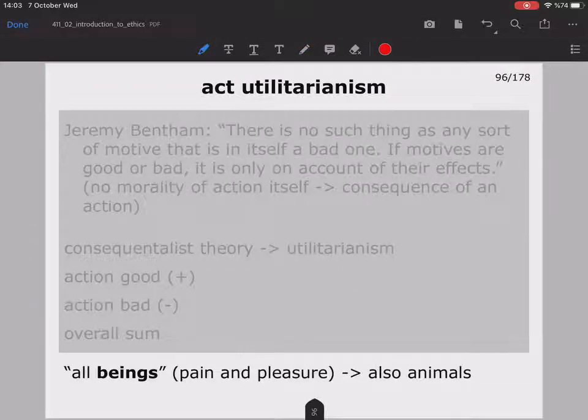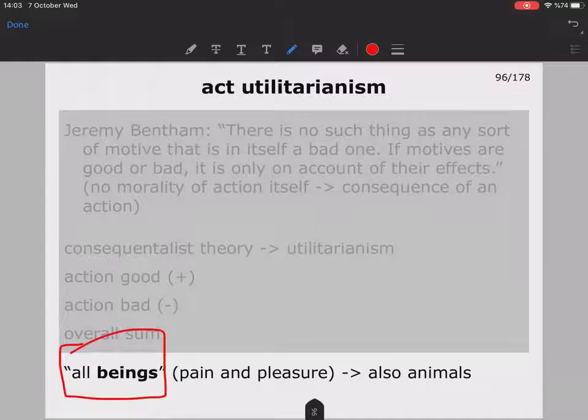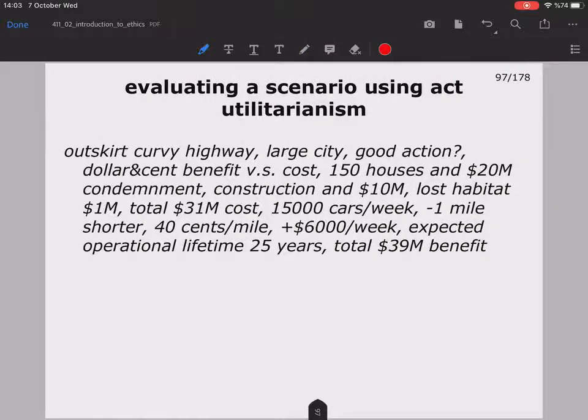That's it. Here, this is for all beings, not only for humans. They extend this to all beings, pain and pleasure as well. They also extend this even to animals. And in fact, it has a very detailed calculus. We will see. So let's evaluate a scenario using act utilitarianism.